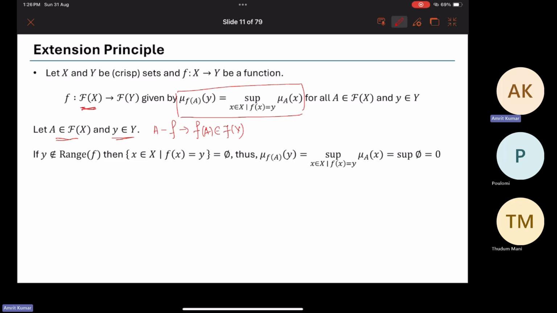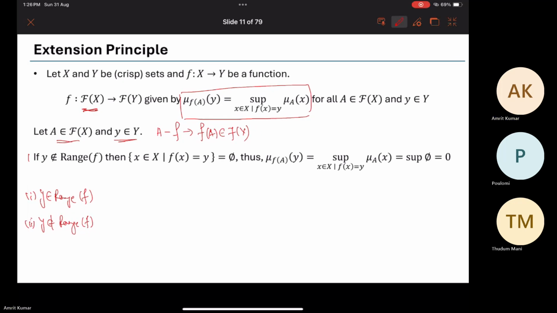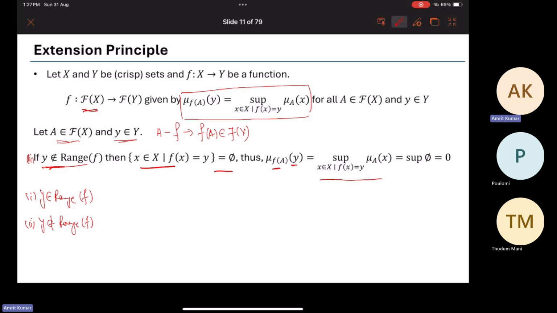Now there are two possibilities. Y either belongs to the range of f or y does not belong to the range of f. Let's look at the second possibility first. Suppose that y does not belong to the range of f. Then the set of all x such that f(x) equals y is essentially the empty set, right? That's what it means for y to not belong to the range of f. Therefore, the membership of y in f(A), which is this supremum, becomes the supremum of the empty set, which is zero.